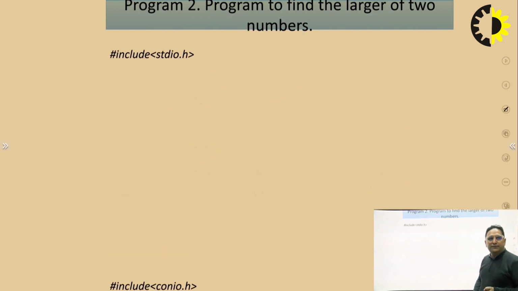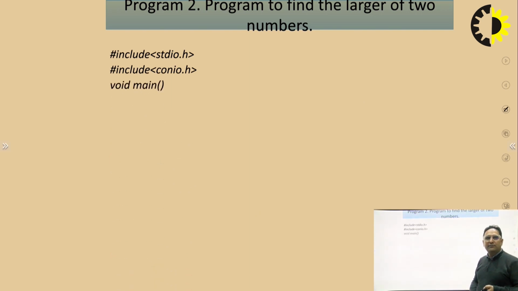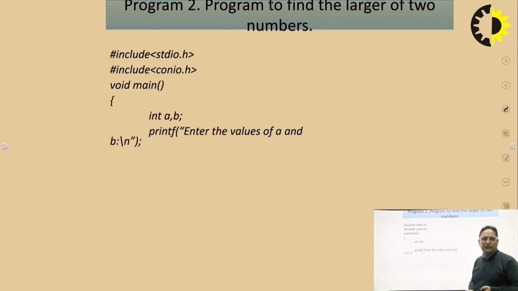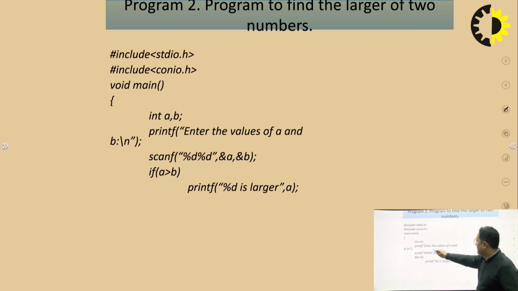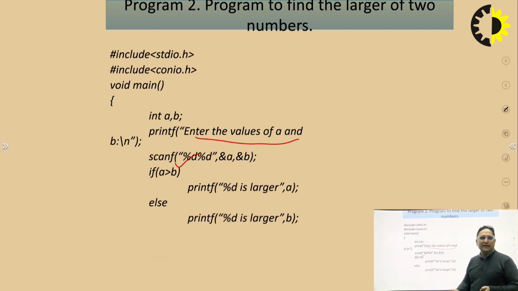Now we have a simple program to find the larger of two numbers. So we have two numbers and we want to find the larger, right? What we will do is get two numbers from the user. Again, we are prompting the user, enter the values of A and B, right? And then scanning those values, and then we are using the if and else block to make the decision.